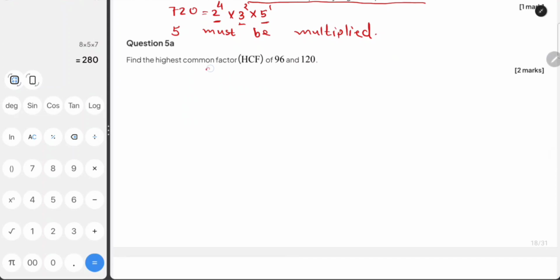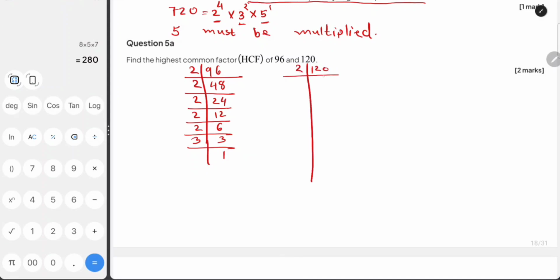Do the HCF of 96 and 120. Let's do the prime factorization. Divisible by 2 of course, so that is 48 divided by 2, 24 divided by 2, 12 divided by 2, 6 divided by 2, 3, and 3 ones are 3.